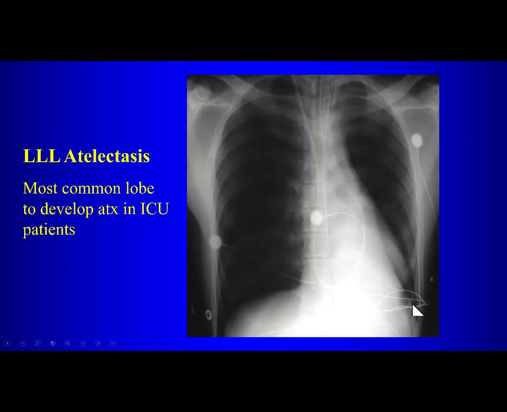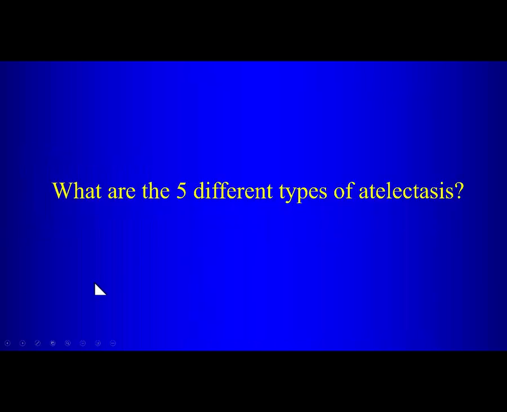The wedge-shaped opacity behind the heart that obscures the diaphragm, with the heart shifted to the left, is the typical appearance of left lower lobe collapse. Okay? There are 5 types of atelectasis. What are they? Obstructive is the most common, right? Passive, adhesive, compressive, discoid, cicatricial, right. Those are the 5 types of atelectasis.